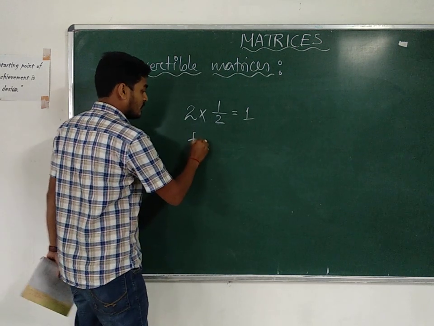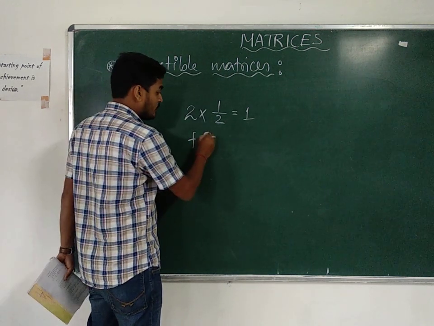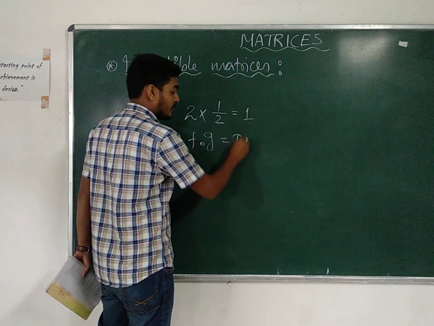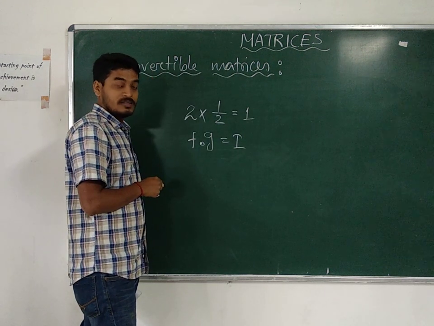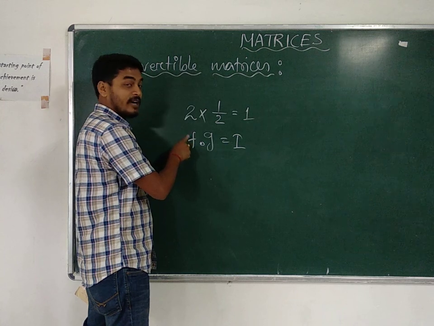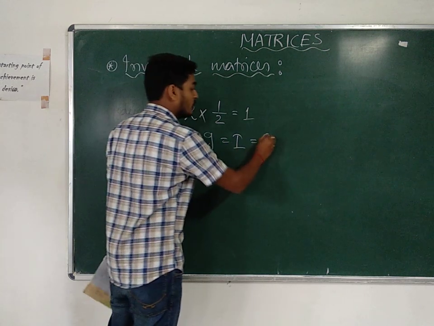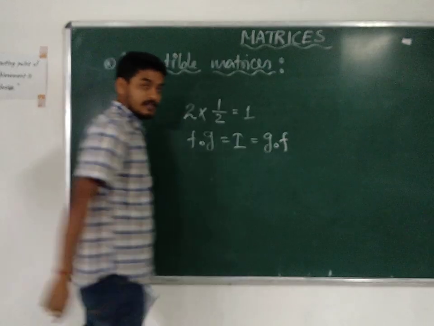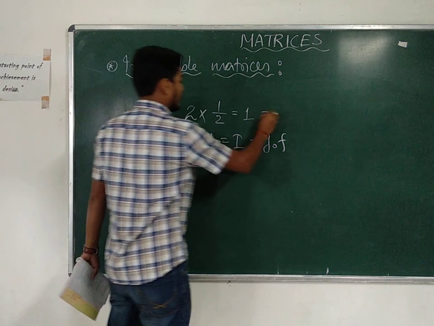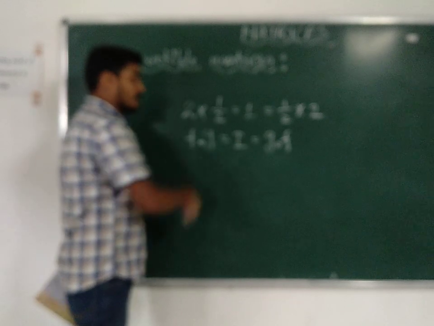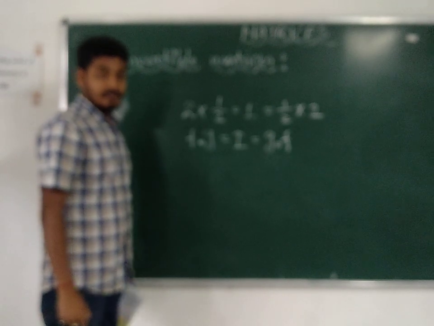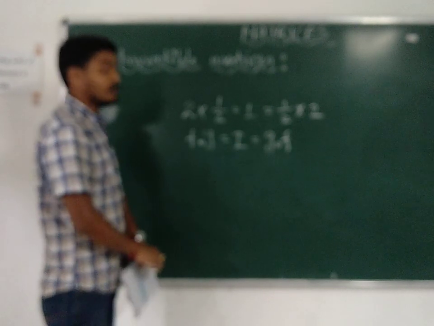Similarly for functions, the composite of two functions, if it is the identity function, where I is the identity function, then G is known as the inverse of F and F is known as the inverse of G. That means here also we can say half into 2, the same. F of G, G of F. In both cases, if the result is an identity function, then they are known as inverses of each other.